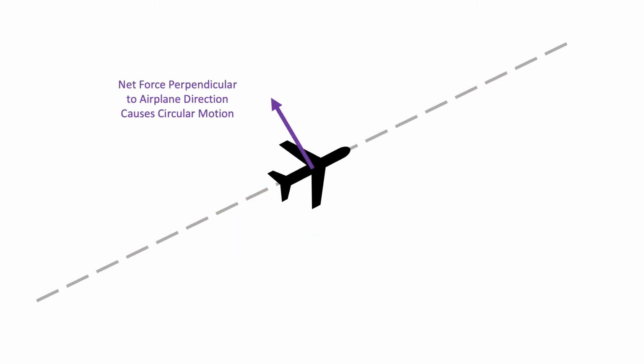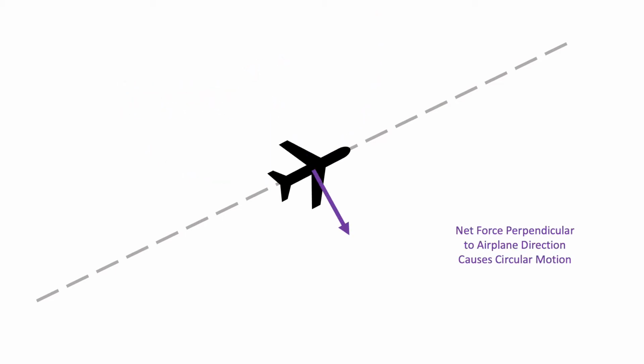But what happens when the force is perpendicular to a moving object? Whenever that happens, there's going to be a curved left turn for that airplane, meaning that the airplane's going to have some circular motion because it has a centripetal net force. And similarly, if that force is on the other side of the airplane, it's going to be a banked right turn for the airplane. And notice the force points toward the center.